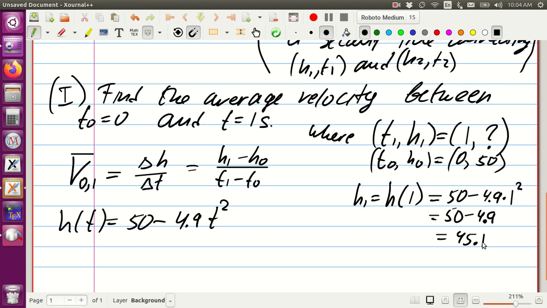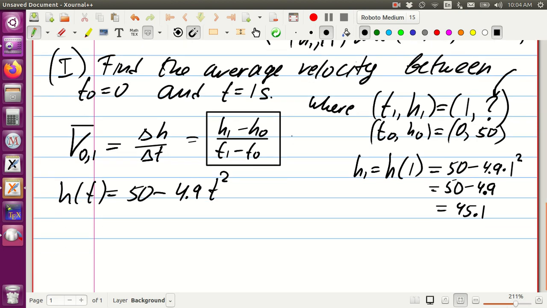So we calculated h1, so we now know this quantity, and we're ready to finish this task. So we say equals 45.1 minus h sub 0, which is 50, divided by the difference in time, and the difference in time is 1 minus 0.